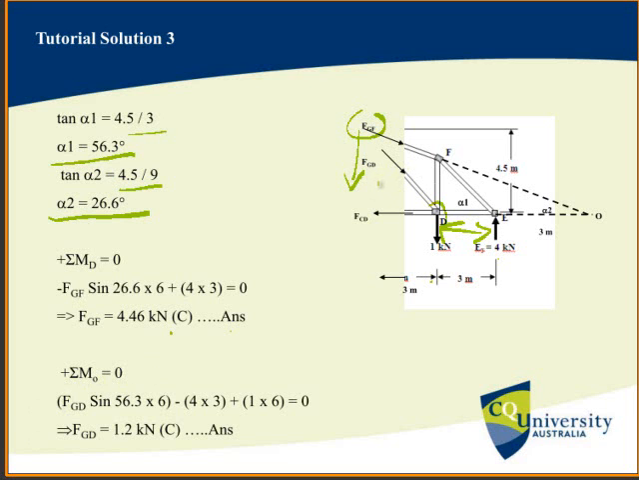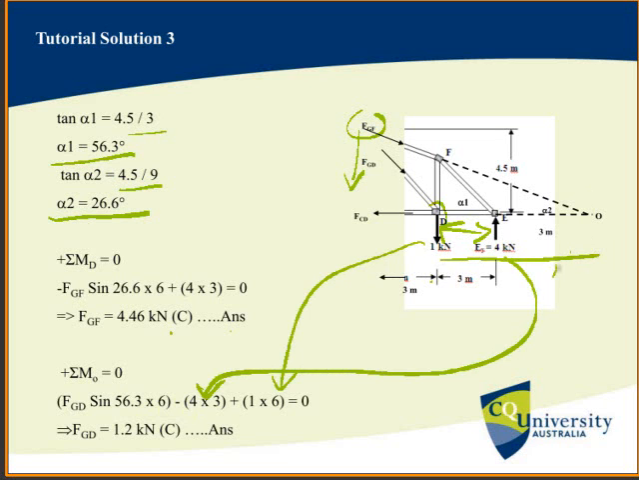Taking moment at point O, in that case you have to consider the force FGD working at point D. So from this distance 3 plus 3 equal to 6, consider the force for the vertical component FGD sine 56.3 into 6, and for this 4 kilonewton and this 1 kilonewton into 6. After calculating this value, the result will be FGD equal to 1.2 kilonewton, and this is actually the answer of the forces for member GF and GD.